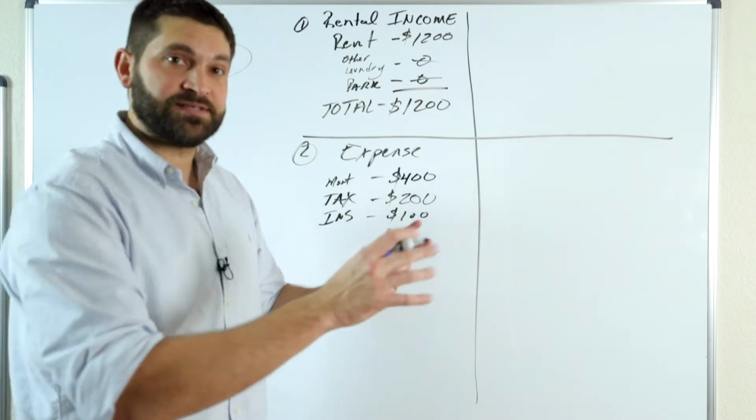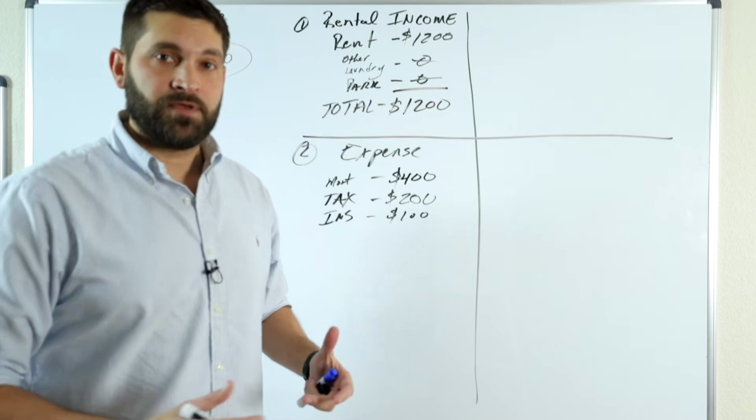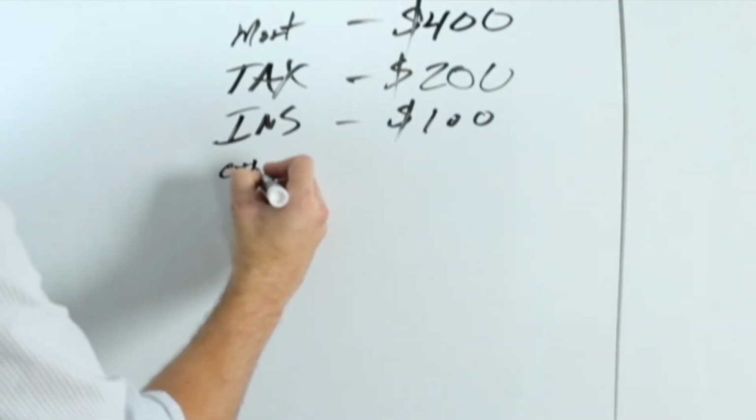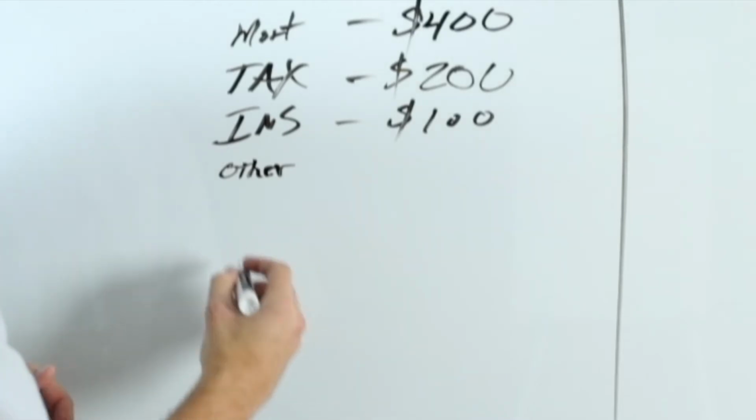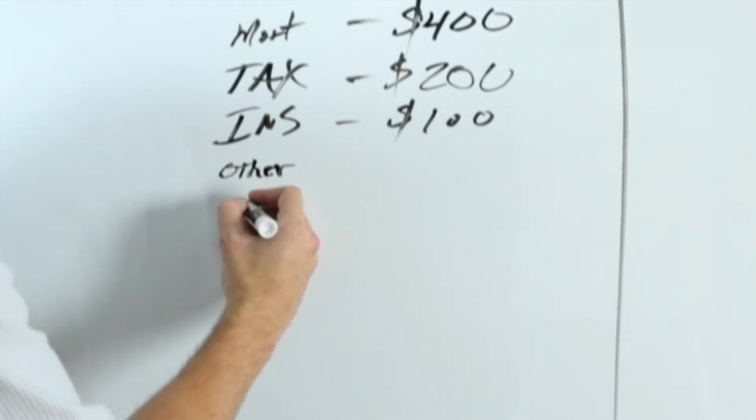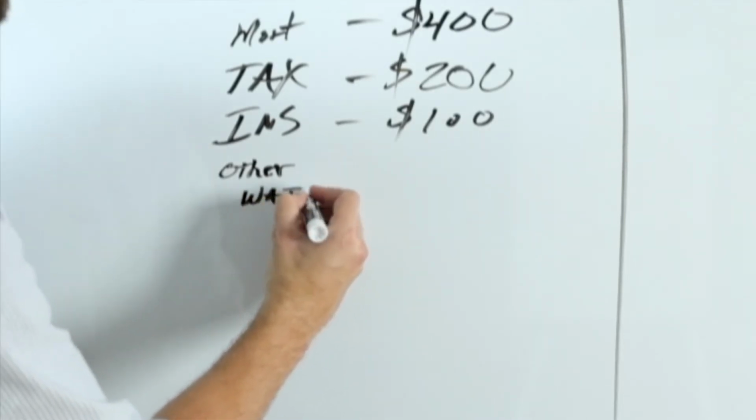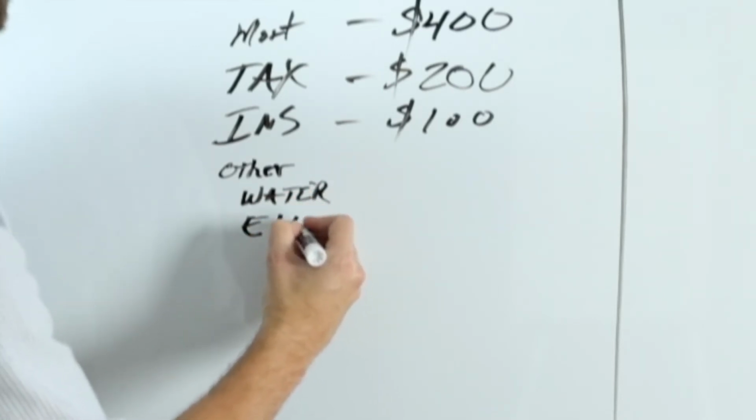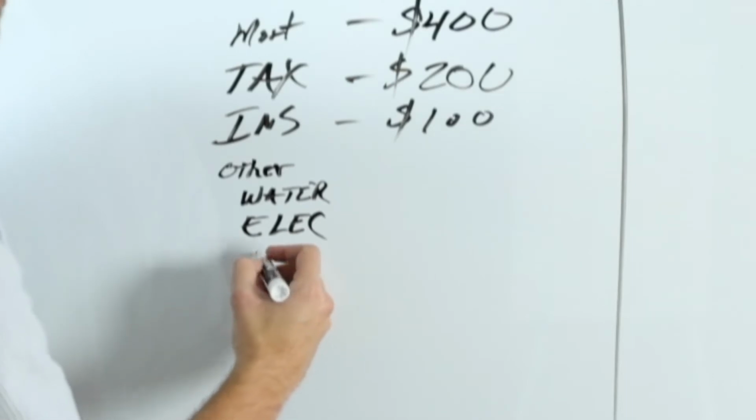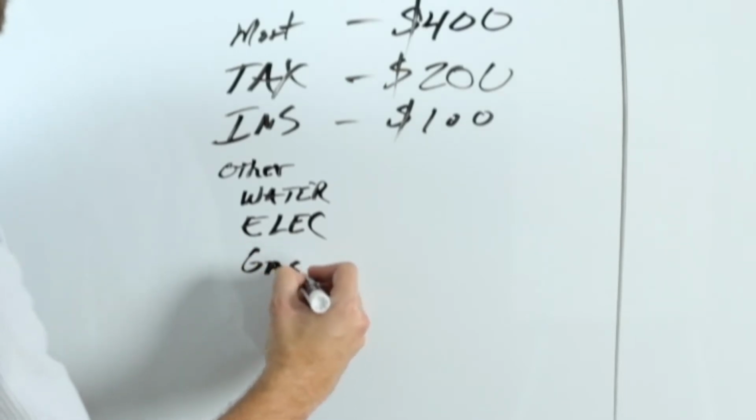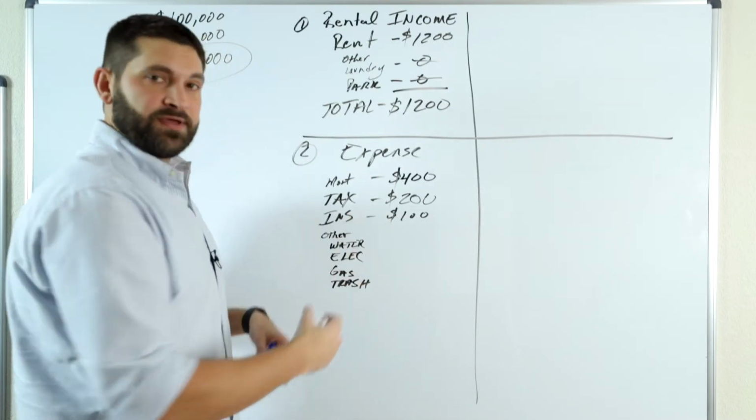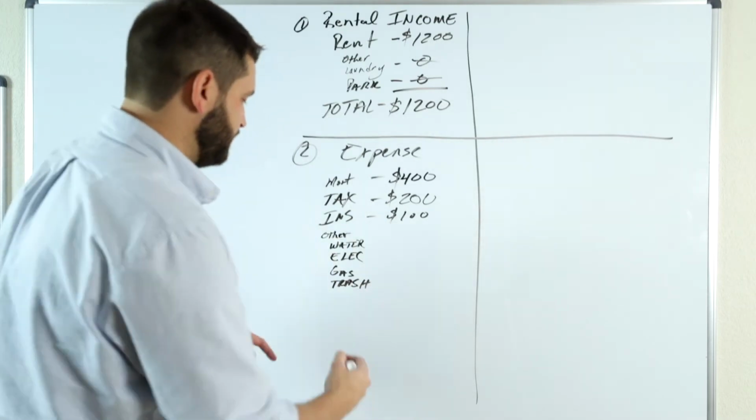Great, that's an amazing investment, except it's not right. It's not right at all. You're going to have to make sure that you have all your other things figured out. Now, what are those other things? You have your utilities, such as water, your electric, your gas, trash, and other things that are just involved with your utilities.